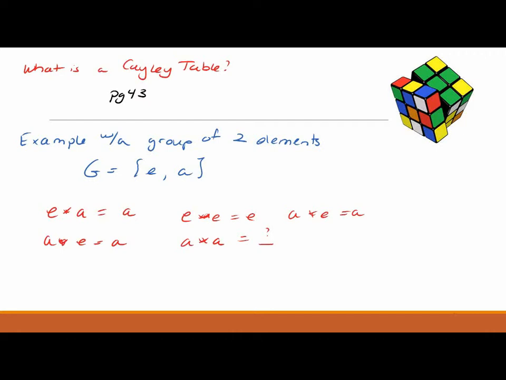Well, identities leave things unchanged. So I know that E star A, for example, is A. I know E star E is E. I know A star E is A. So I can figure everything out. The only thing that's kind of missing is A star A. What would that be equal to?